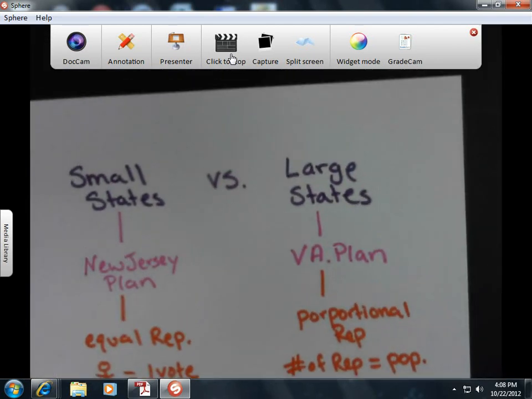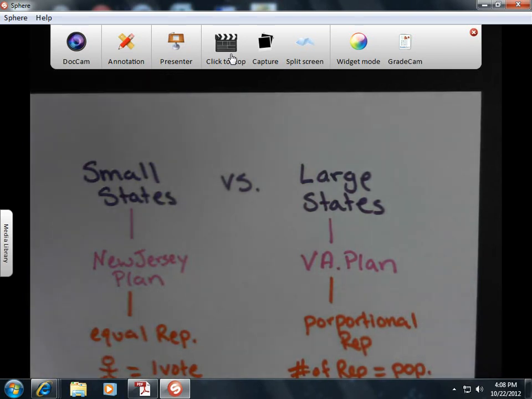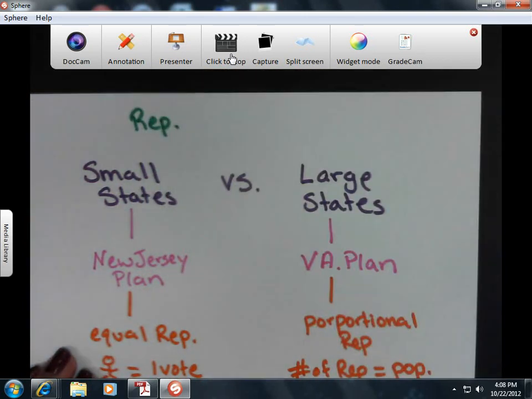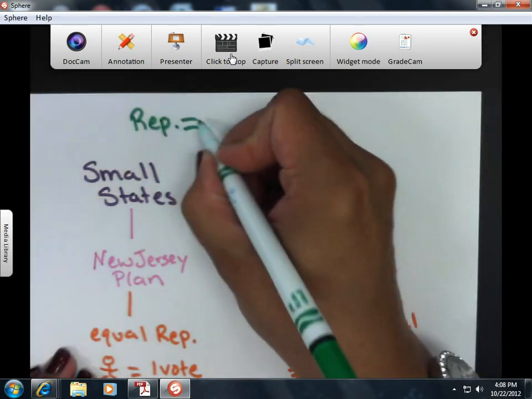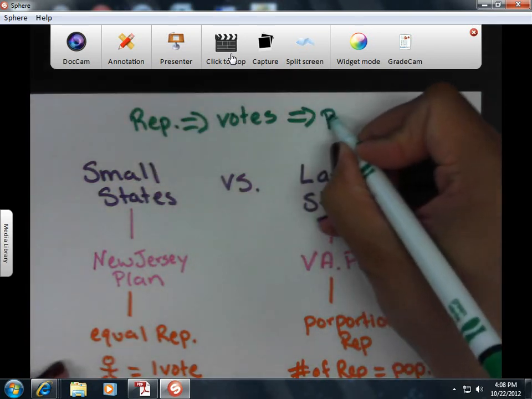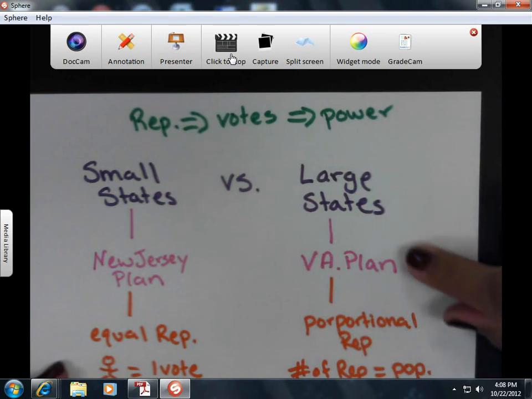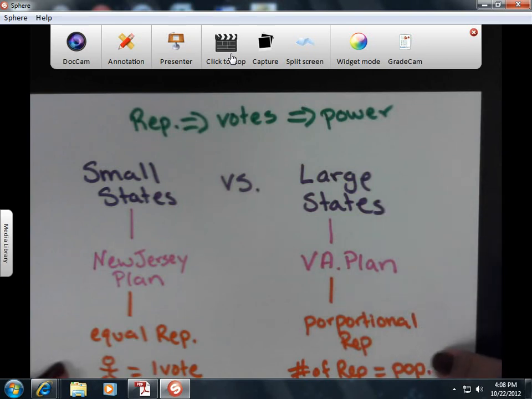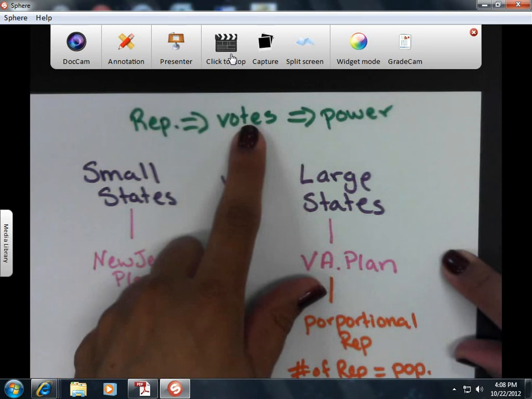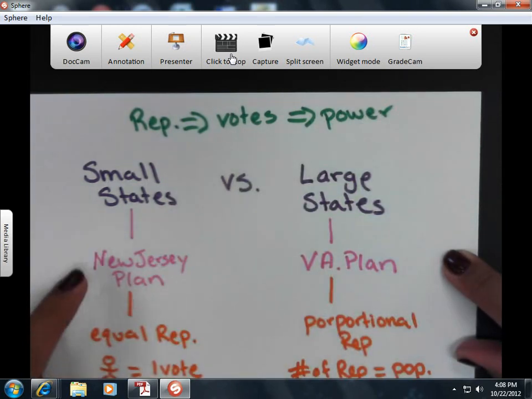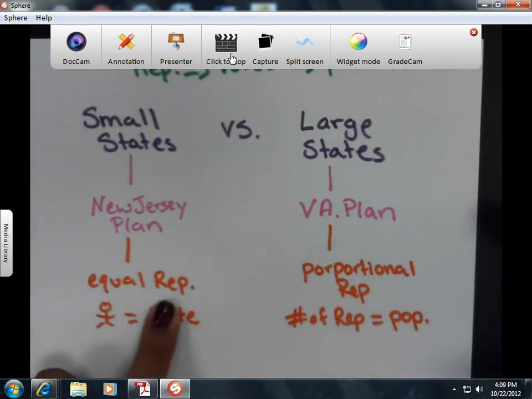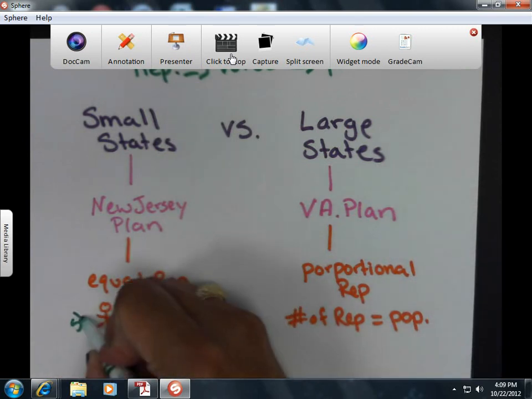And just so that we're all clear on this, let's go back up to the top. The thing about representation, again, is that the more representatives you have in Congress equals more votes. The more votes you have in Congress would equal more power. So the large states who have a large population want their representation based on their population. So ultimately, they would have more representatives, more votes, and more power. Well, the small states in New Jersey definitely think that this is not right and it's not equal. They believe in equal representation, or in other words, every state should have one vote, very similar to the Articles of Confederation.